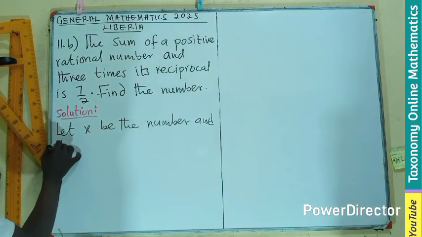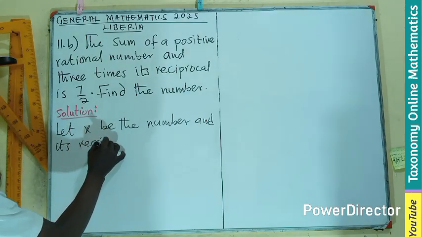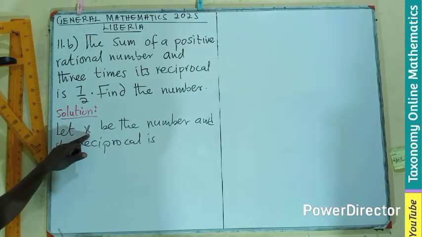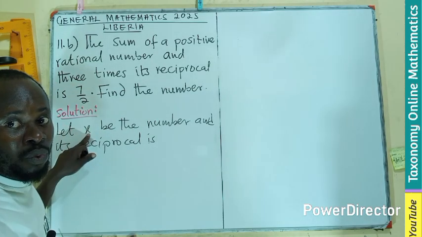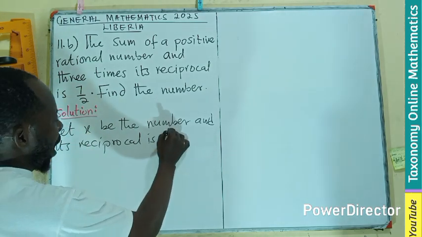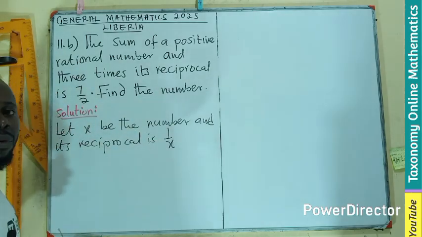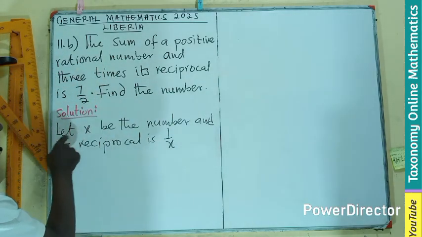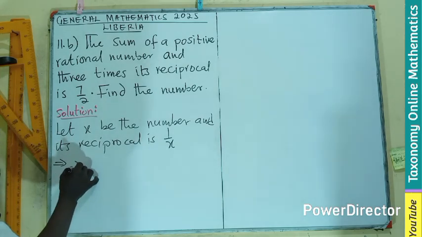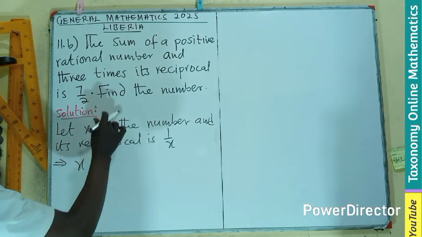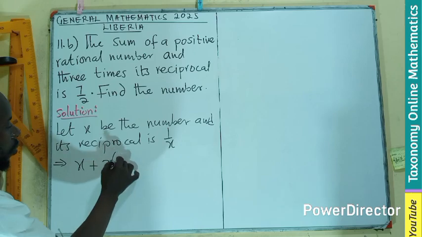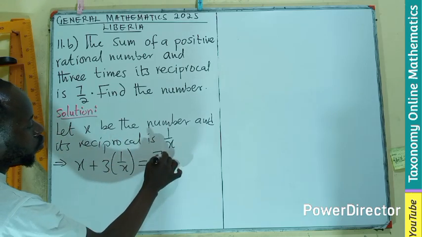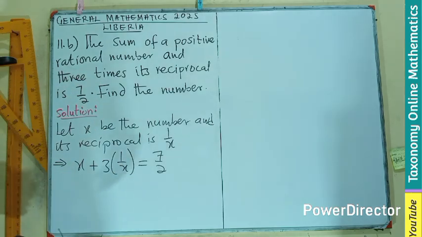and its reciprocal is going to be, this is rational because it has 1 as its denominator. So when that goes up, you are left with 1 on x. All right, so they are saying that the sum, meaning the addition, this implies that x plus 3 times the reciprocal, which is 1 on x, should be giving us 7 on 2. This is what the statement is saying.